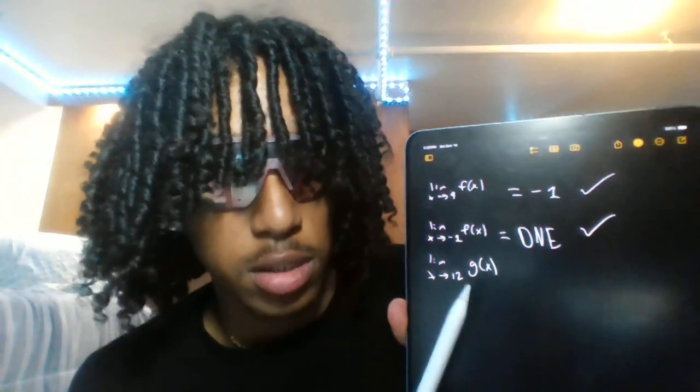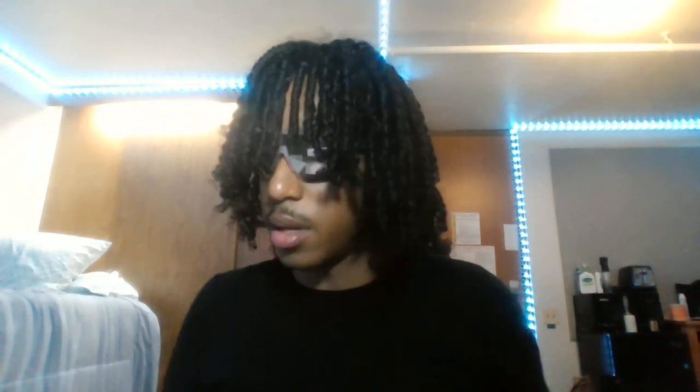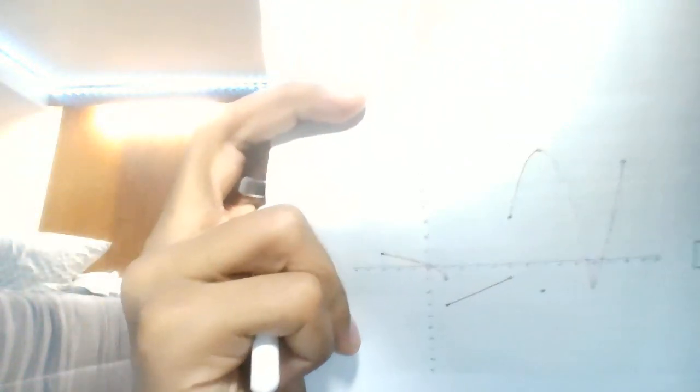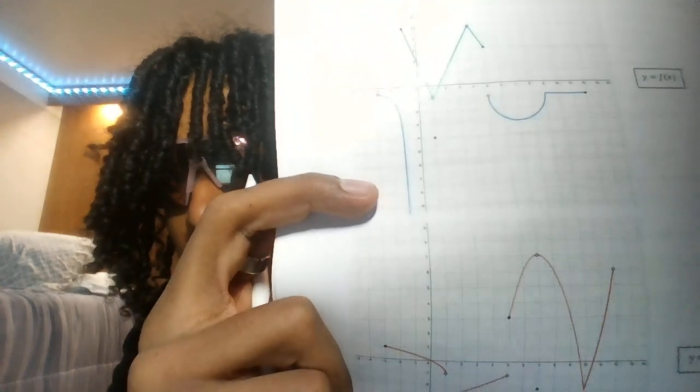Limit as x approaches 12 of g of x. Okay, so this question is actually g of x, so we're going to look at the other graph instead of the f of x graph, which is the bottom graph. Bottom graph right here. So just take a look at that, try to understand it a little bit.